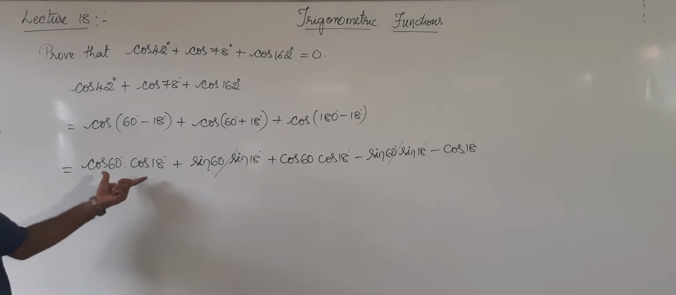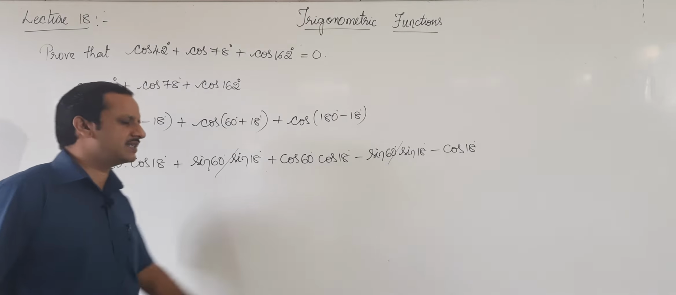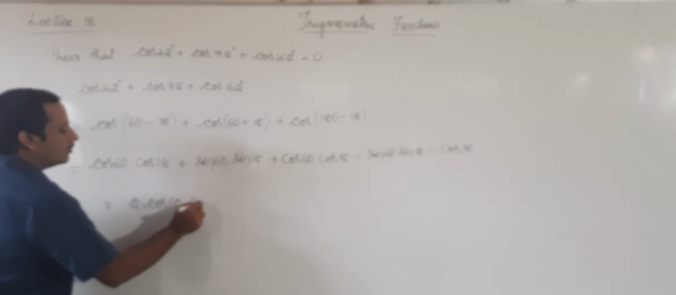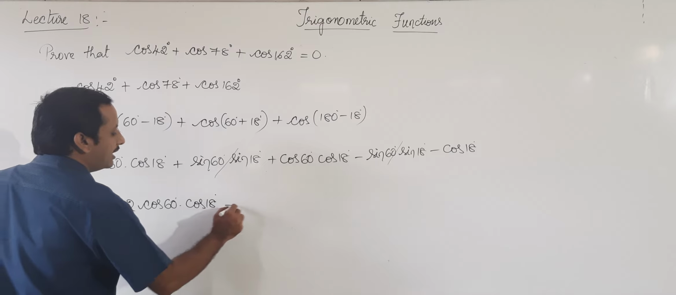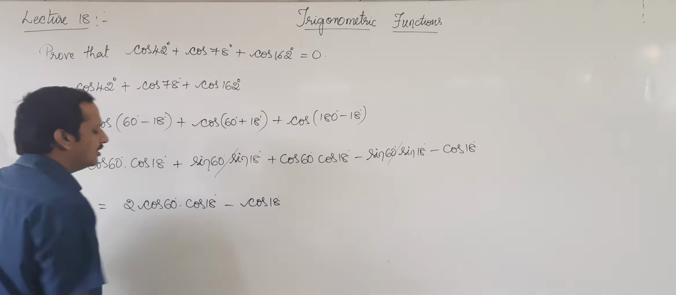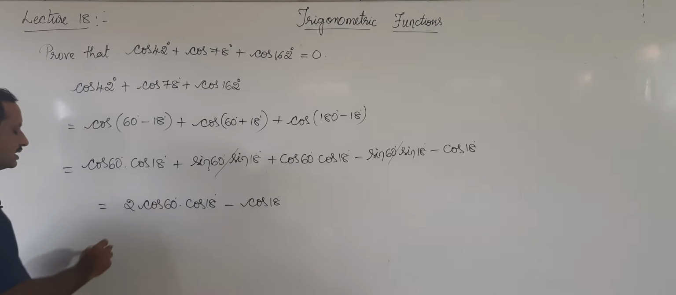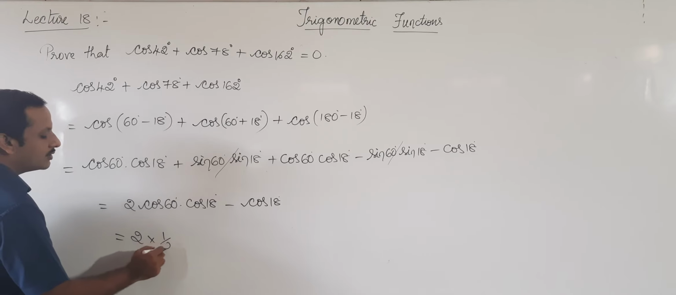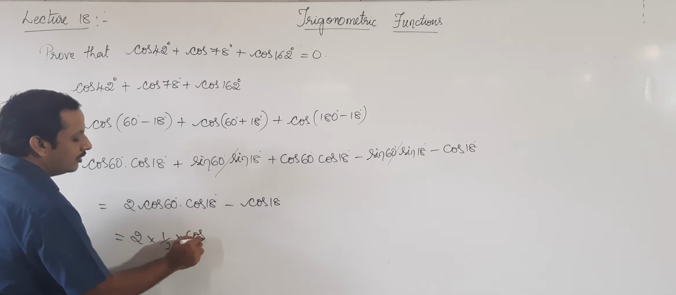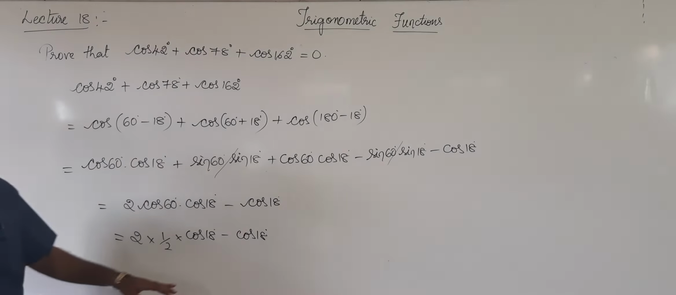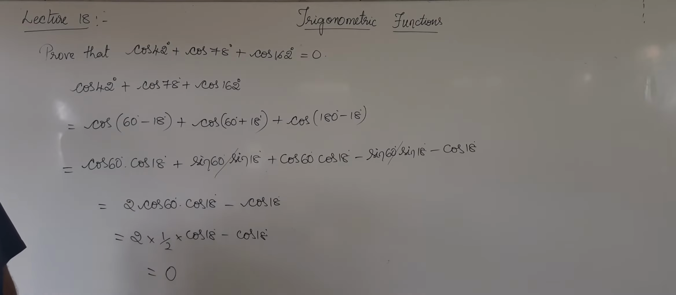So now what happens? Cos 60 cos 18 plus cos 60 cos 18 degree together will give us 2 cos 60 degree into cos 18 degree minus cos 18 degree. What is the value of cos 60 degree? Cos 60 degree is nothing but 1 by 2. So 2 into 1 by 2 into cos 18 degree minus cos 18 degree. The 2 gets cancelled. So we have cos 18 degree minus cos 18 degree, which is equal to 0. That is what we wanted to prove. Let's go to the next question.